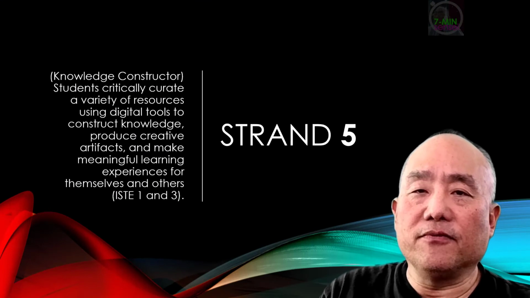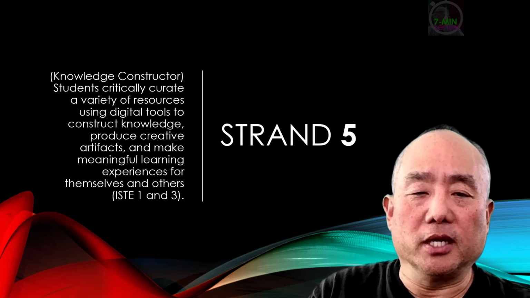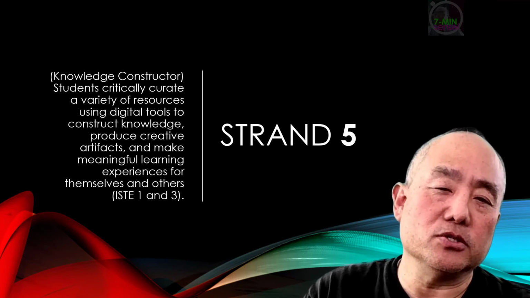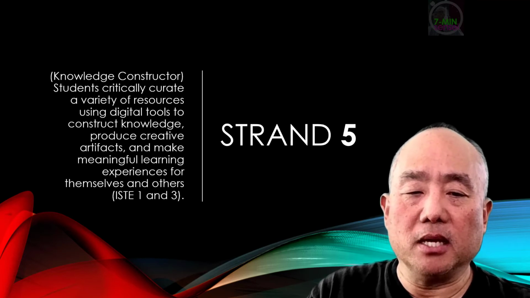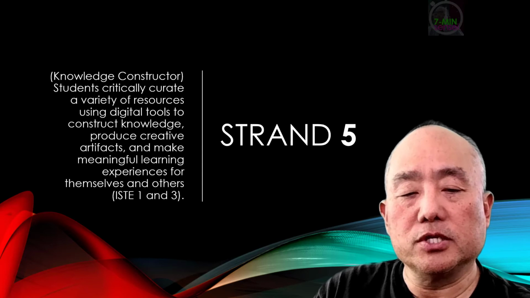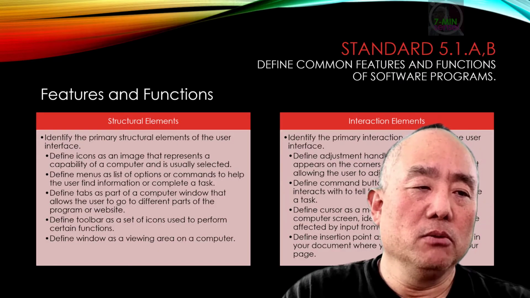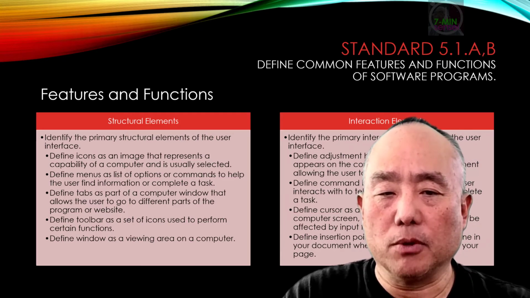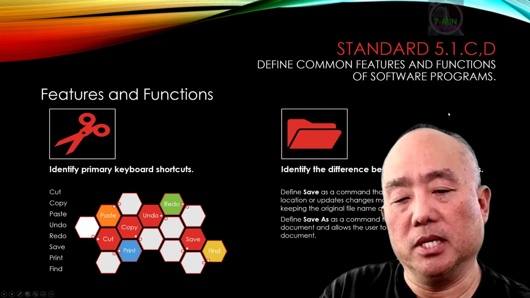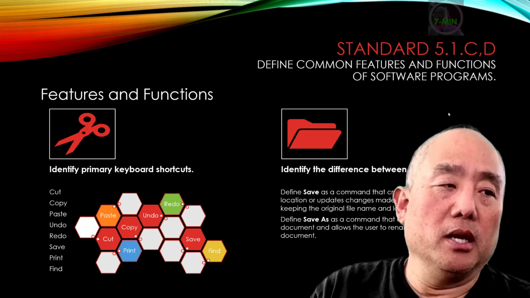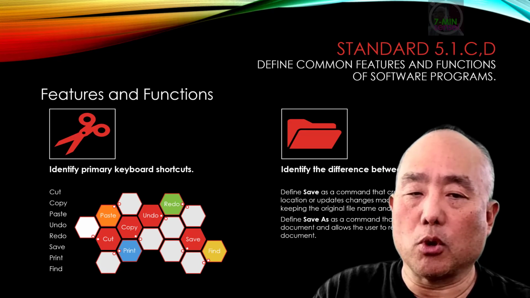In Strand 5, this is your knowledge constructor. Students will critically curate a variety of resources using digital tools that construct knowledge, produce creative artifacts, and make meaningful learning experiences for yourself and for others. Standard 5.1, A and B, will define common features and functions of software programs, both structural elements and interaction elements. 5.1, C and D, define common functions and features of software programs.